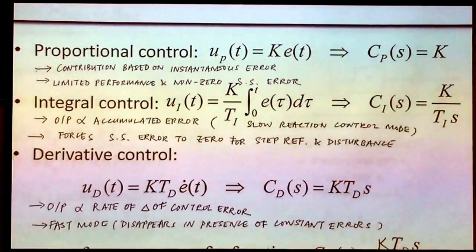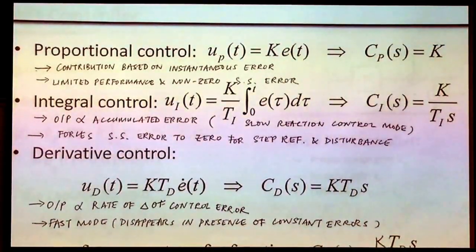Okay, so proportional control, u is K times e. The controller Cp is your proportional gain K. The contribution to your control signal is based on the instantaneous error. If you use this alone, performance is limited and you end up with a non-zero steady state error. Those who recall the DC motor experiment last year, if you just use proportional gain, you still have some steady state error.